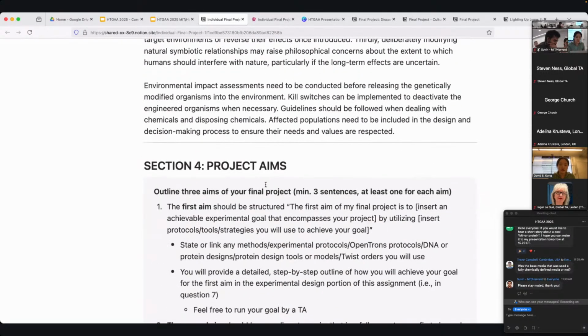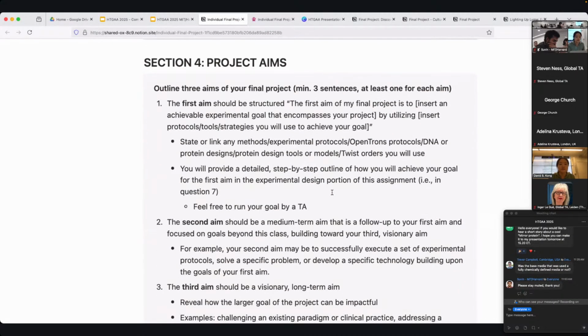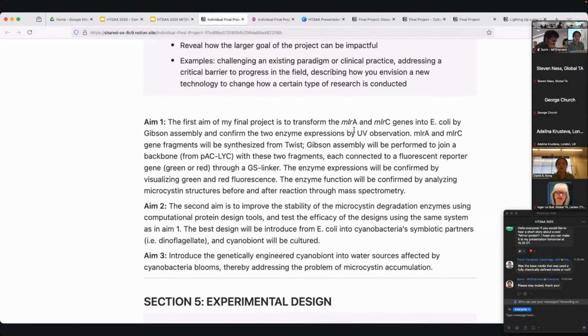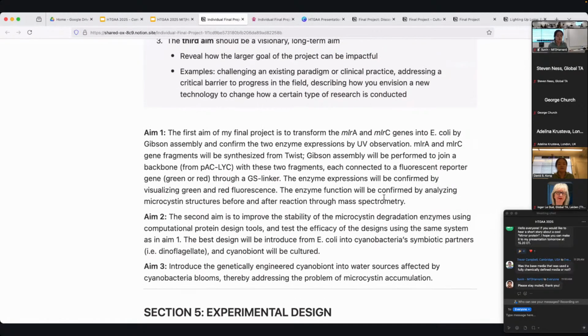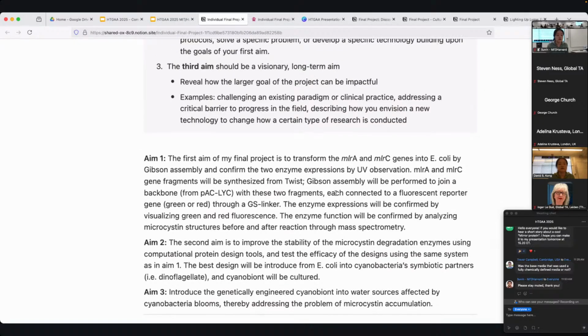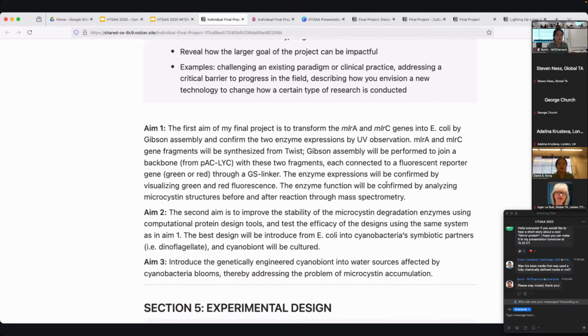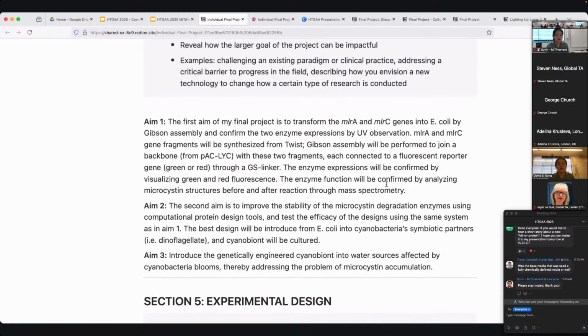And so the aim for this project, the first aim is to construct the DNA design and transform the mlrA and C genes into the E. coli with Gibson assembly and transformation. After that, the effectiveness of the degradation capability will be analyzed through mass spec. And then the second aim is to improve the stability of the enzymes using computational protein design tools, and then test the efficacy of the designs using the same methods as discussed in aim 1. And then the best design will be introduced into the cyanobacteria symbiotic partner to culture the symbiont.